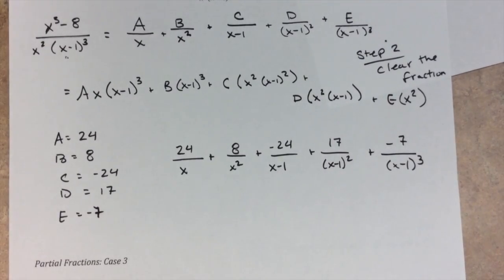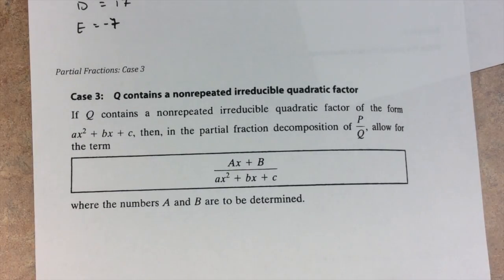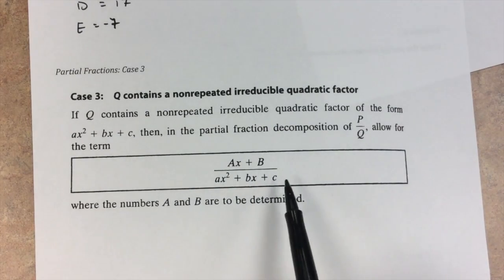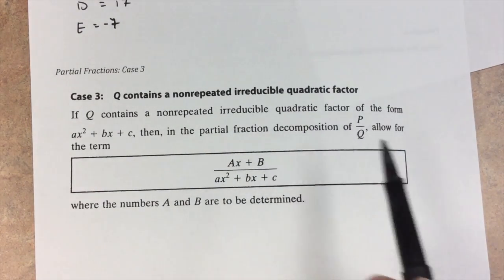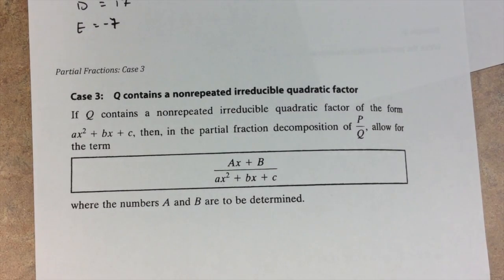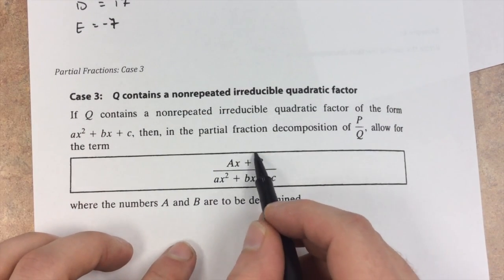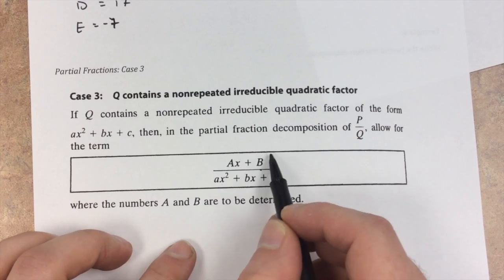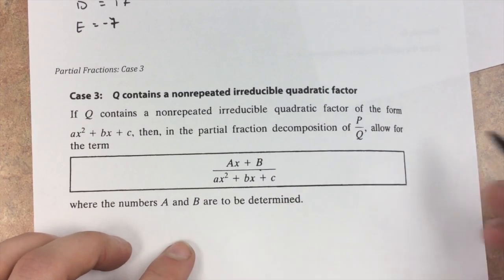We have one more case to talk about, and then you'll be good to go. The last case that we have is if the denominator contains irreducible quadratic factors. So we cannot factor this quadratic without getting imaginary factors. If that's the case, each time that happens, instead of A on top, we write ax plus b, or cx plus d.